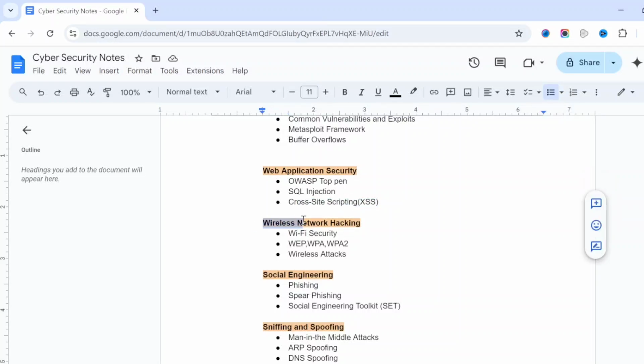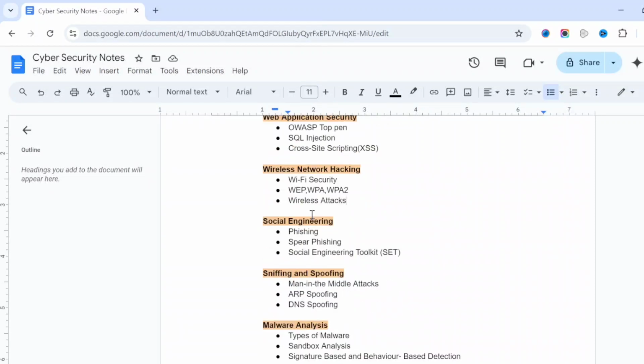Next, wireless network hacking. Some of the wireless network hacking topics are Wi-Fi security, WPA, WPA2, WEP, and wireless attacks will be done. So these are the concepts to be covered in wireless network hacking.